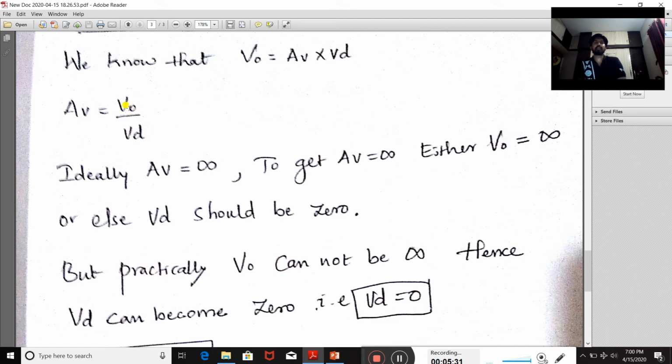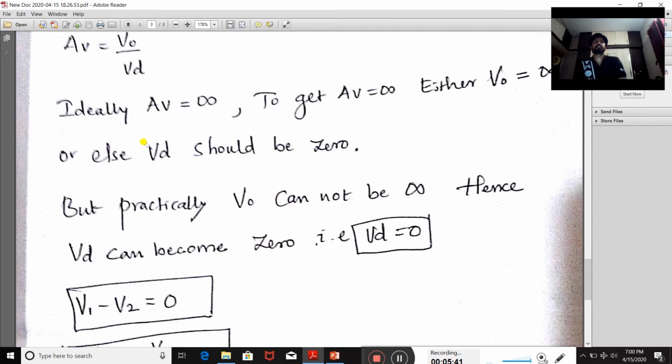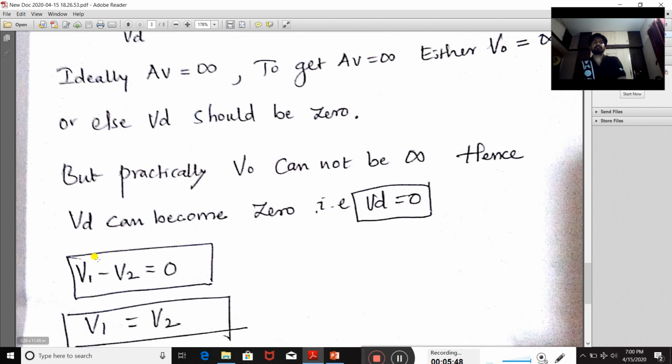But practically V0 cannot become infinite. Hence there is only one method to get AV as infinite, that is, VD should become equal to 0. If you make VD equal to 0, VD can be written as V1 minus V2, which is equal to 0. Send V2 to this side, then what happens? V1 is equal to V2. It is the same expression we found earlier, both are the same.